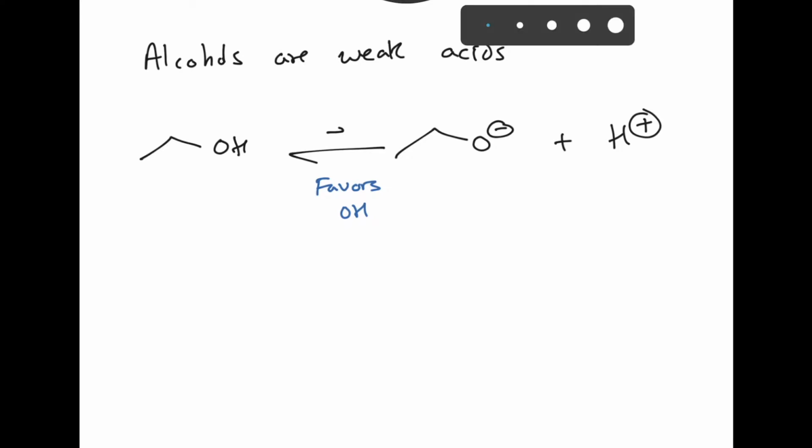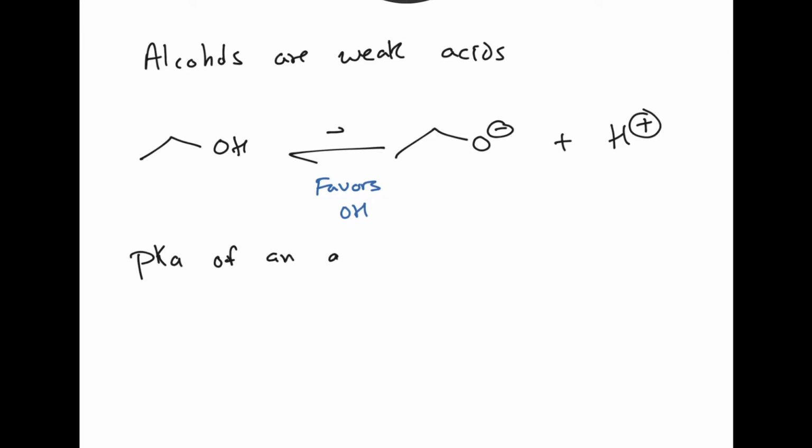So the pKa of an alcohol is around 16. That's right around the pKa of water. So your average alcohol is about as acidic as water. You don't think of water as being super acidic or anything, but that's where the pKa lies.